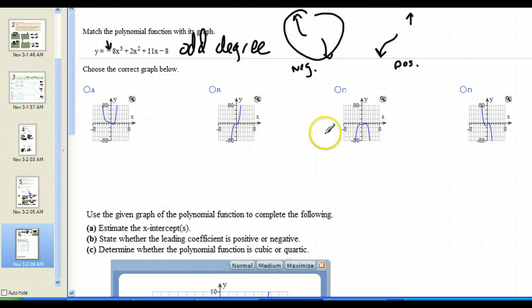Alright, and the only one that does that is choice D. Okay, so this is our answer. Alright, don't forget you can just graph that on your calculator to help you as well.